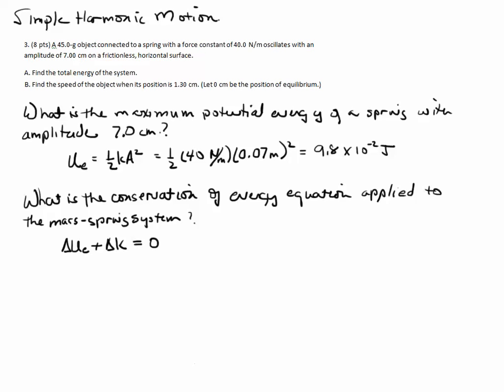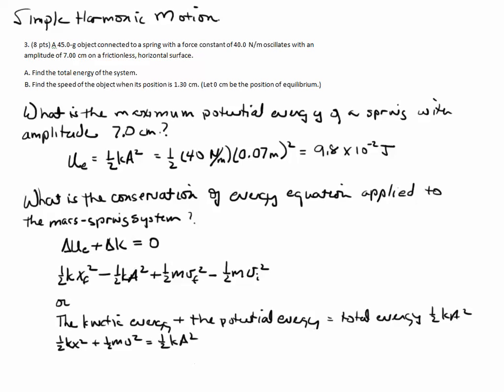There's another way to look at this, and that's to consider that whatever the potential energy is plus whatever the kinetic energy is, that must be equal to a constant. That has to equal that 9.8 times 10 to the minus 2 joules. So we can say that the kinetic energy plus the potential energy equals the total energy, and we can give the detailed equations for both cases.